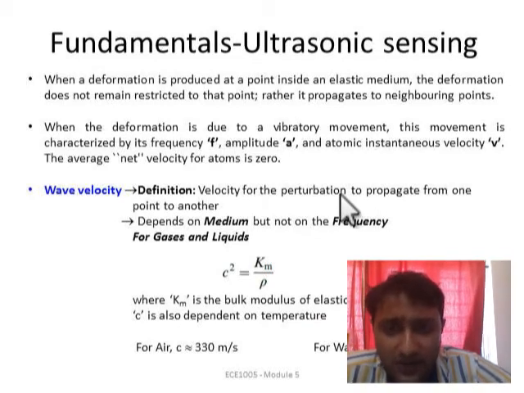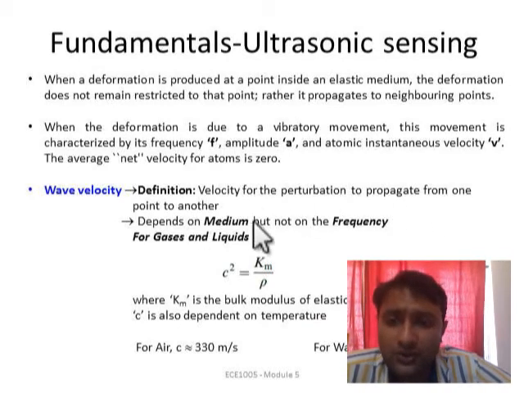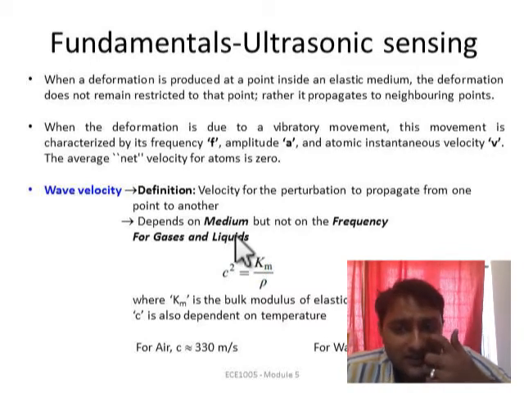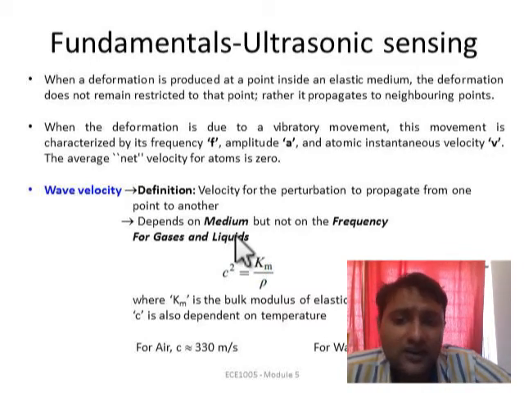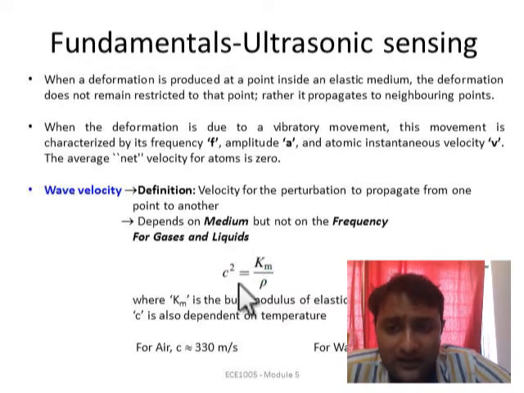perturbation, which is the disturbance in the media, to propagate from one point to another. It depends upon the viscosity of the media. It depends upon the resistance offered by the media. Resistance here refers to the Z1 and Z2, the impedance offered in the media. Here C square is the velocity, C is dependent also on the temperature.